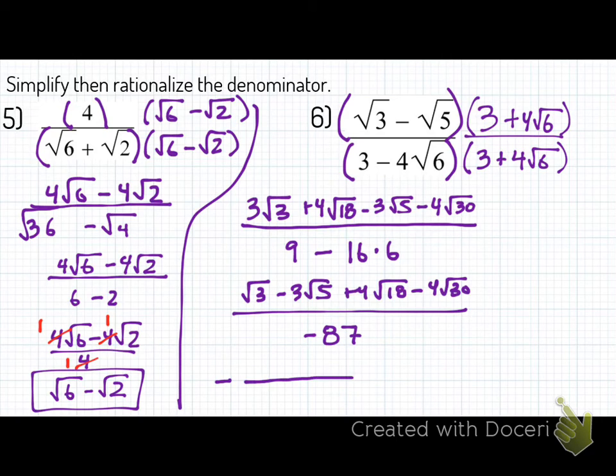Okay, I don't like a negative in my denominator, that's something we don't like, so we're going to put that in the numerator. So pretend the whole numerator is its own parentheses. Since we have a negative here, now I have to change my numerator. Sorry about that. Got a little bit of a mistake here. Okay, here we go. So we got the minus sign here, the numerator, and now we're going to switch the signs. We got negative rad 3 plus 3 rad 5 minus 4 rad 18 plus 4 rad 30 all over positive 87. That's your answer, okay?